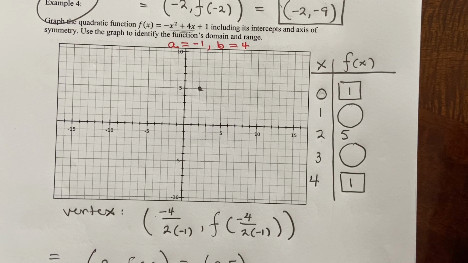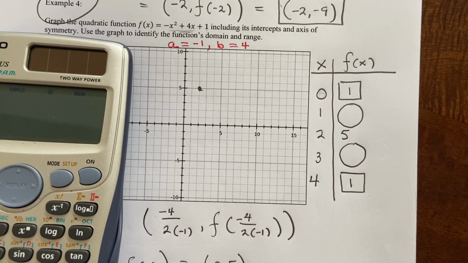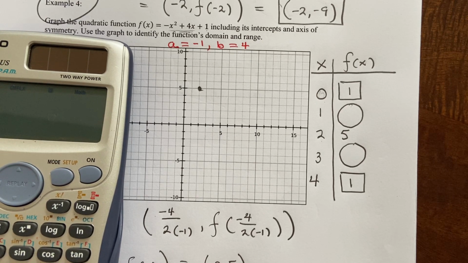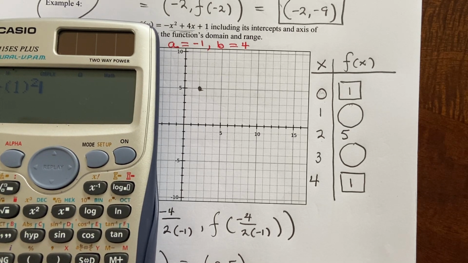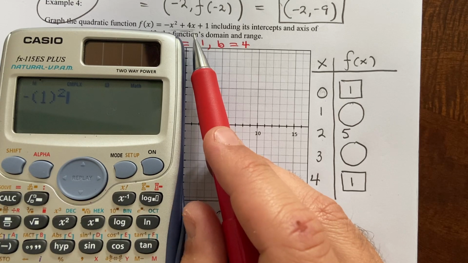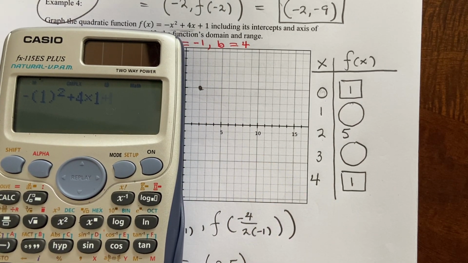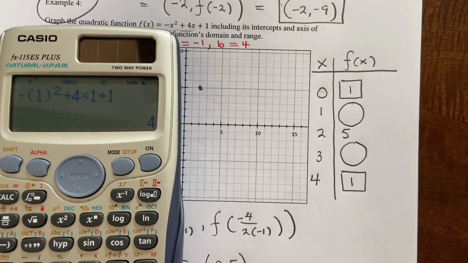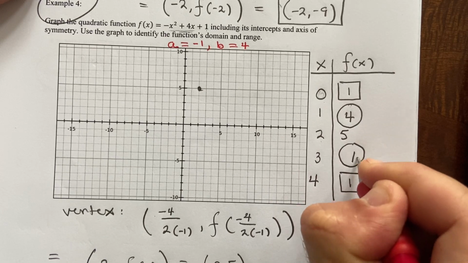Plug in a 1. So negative 1 squared. Sorry, I'm plugging in a 1 here, so plus 4 times 1 plus 1. So I get a 4. So I know that a 4 goes here and here based on the symmetry.